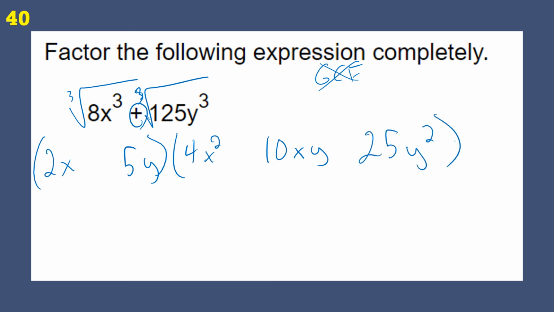Now, I need to get my signs right. The first sign is the same as what I started with, plus. The second one is the opposite of what I started with. And the last one is always positive. And that's actually done. It's tempting to look at this and say, hey, can I go further? But if I took out the greatest common factor to begin with, then the answer is no.